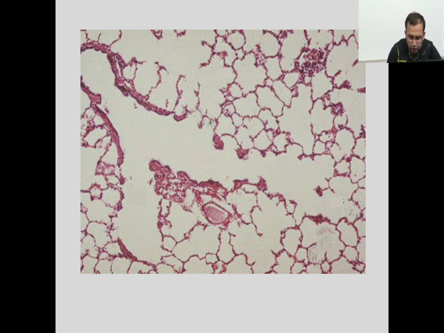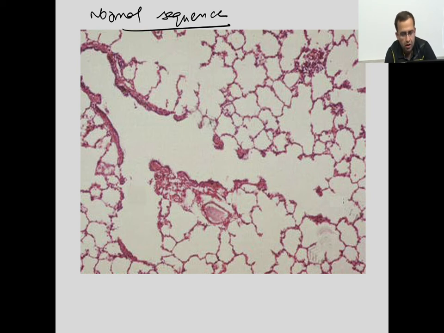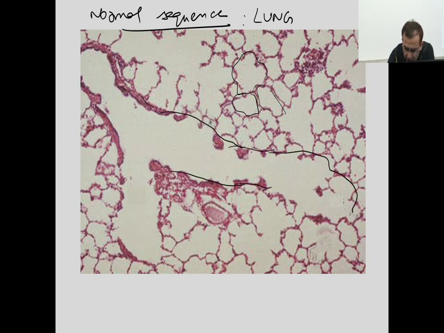What you have here is the normal sequence of lung, which shows, first, identify lung by the presence of the alveolar septa. All these are the thin alveolar septa with air in it, making it as alveoli. Next, what we see here is the terminal bronchiole going into the respiratory bronchiole, alveolar duct and alveolar sac. This is the normal sequence of distribution.